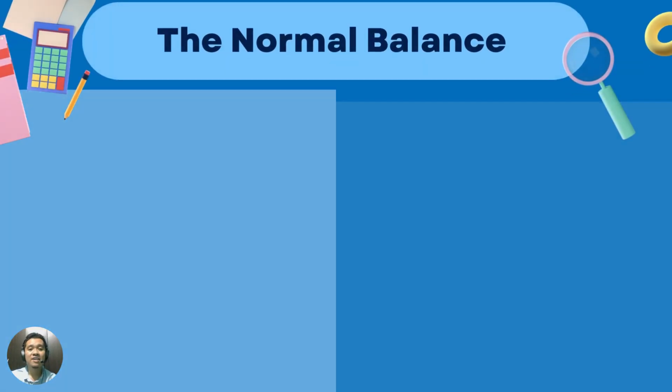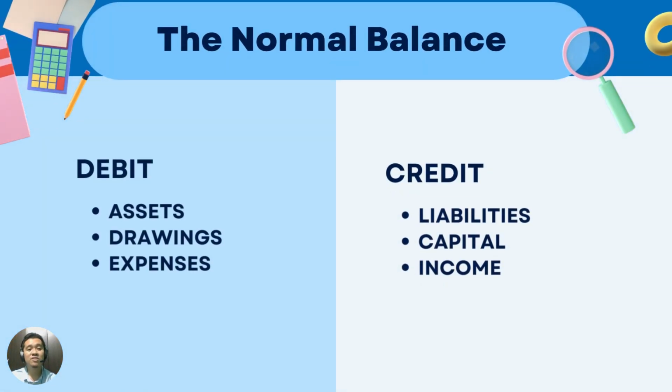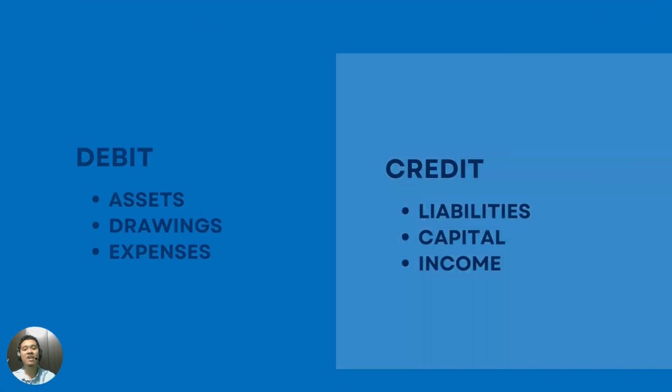So, going back to normal balance. When we first encountered this, in first year accountancy, we just memorized it. For debit, we call it ADE or AID: asset, drawings, expenses, that is debit. For credit, you just memorize LCI, which stands for liabilities, capital, and income. So, remember AID and LCI, debit and credit.